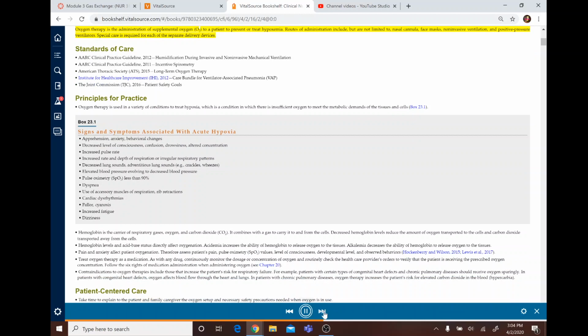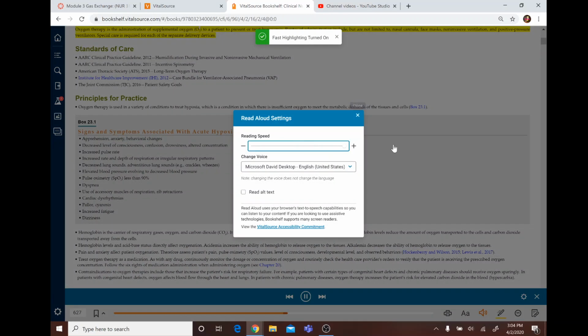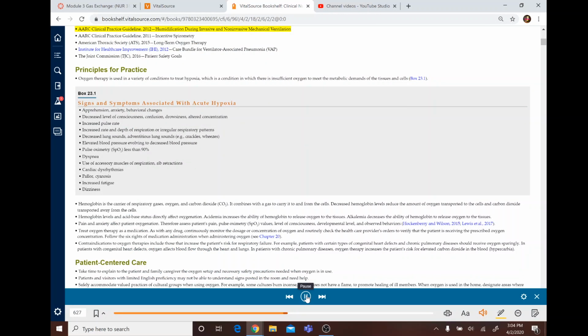Oxygen therapy is the administration of supplemental oxygen, O2, to a patient to prevent or treat hypoxemia. Routes of administration include, but are not limited to, nasal cannula, face masks, non-invasive ventilation, and positive pressure ventilators. Special care is required for each of the separate delivery devices. Standards of care: AARC Clinical Practice Guideline, 2012, Humidification.